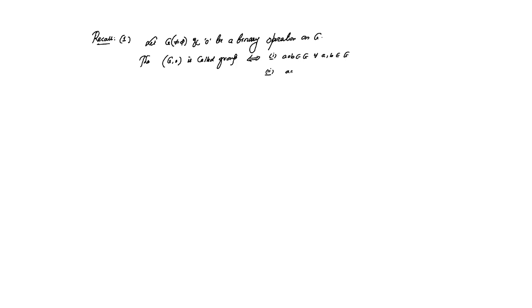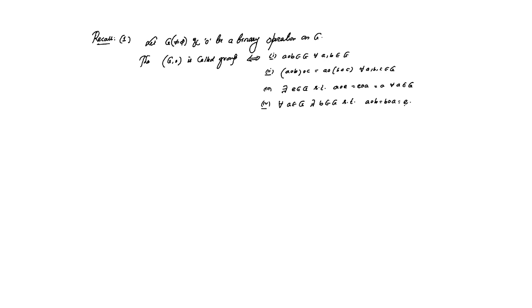Next, associative: (a ∘ b) ∘ c equals a ∘ (b ∘ c) for all a, b, c belongs to G. And third, there exists an element e belongs to G such that a ∘ e equals e ∘ a equals a for all a belongs to G. And the next one is the existence of inverse. That means for all a belongs to G, there exists an element b belongs to G such that a ∘ b equals b ∘ a equals the identity.